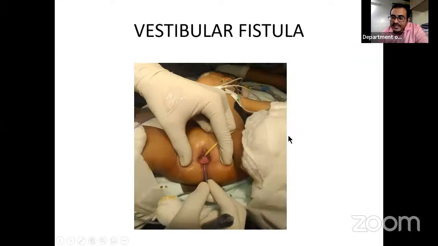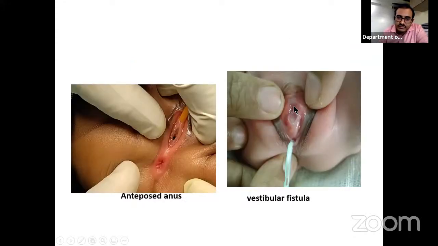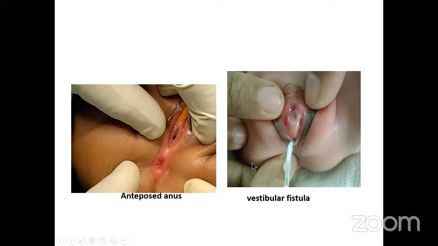The rectal opening is right there in the vestibule. So here is the urethra, vagina, and this is the vestibular opening.